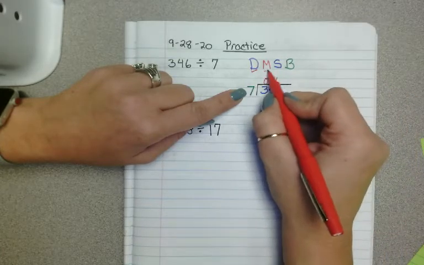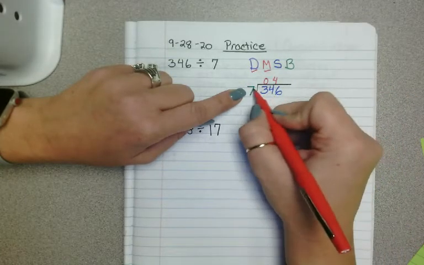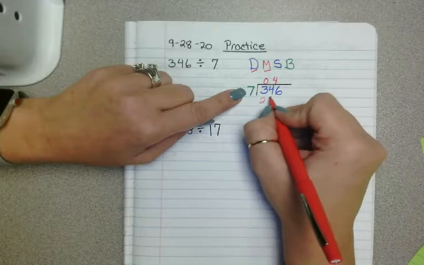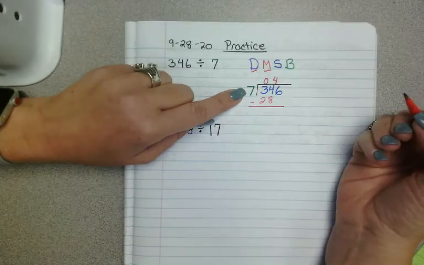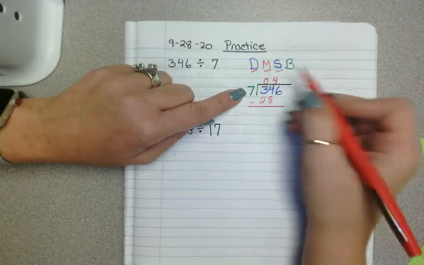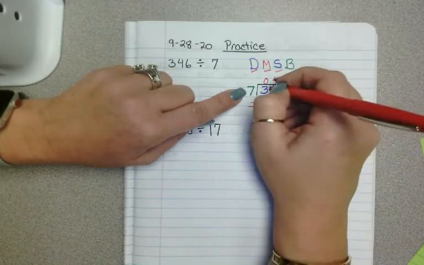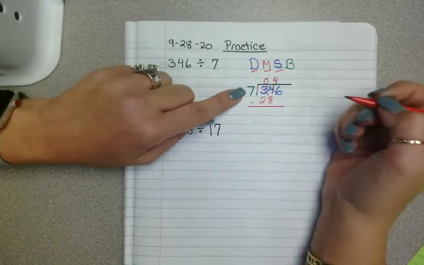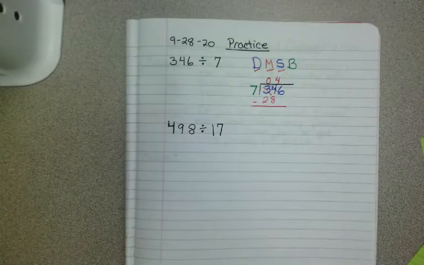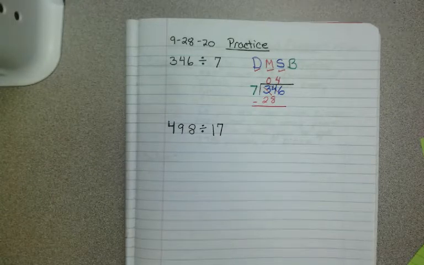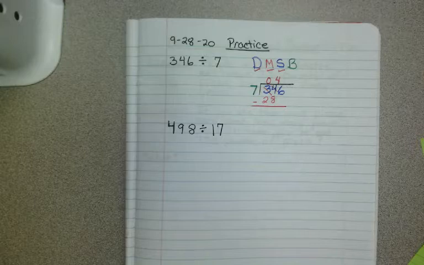Next, I'm going to move on to multiplication. 4 times 7 is 28. Now it's time for the subtracting part. Obviously, I'm going to have to do a little bit of regrouping here. Sometimes that happens to us even when we're doing division.